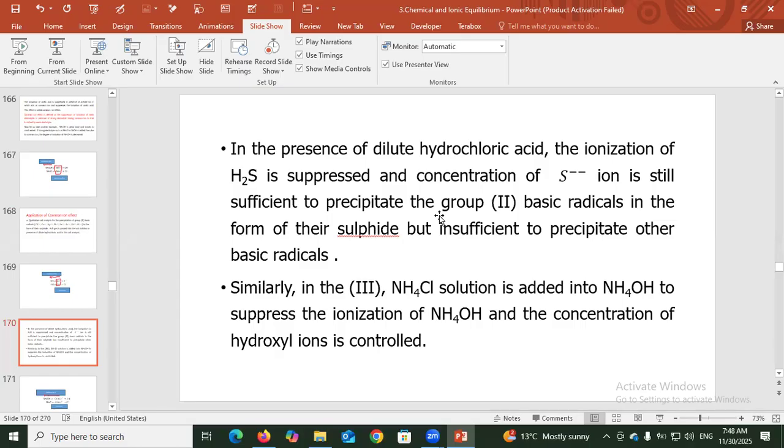radicals. Similarly, in group three, ammonium chloride solution is added to ammonium hydroxide to suppress the ionization of ammonium hydroxide, so the concentration of hydroxide ion is controlled.